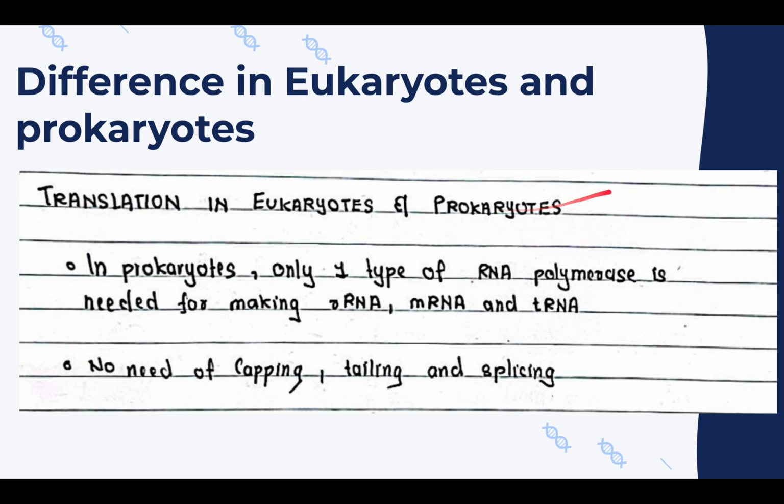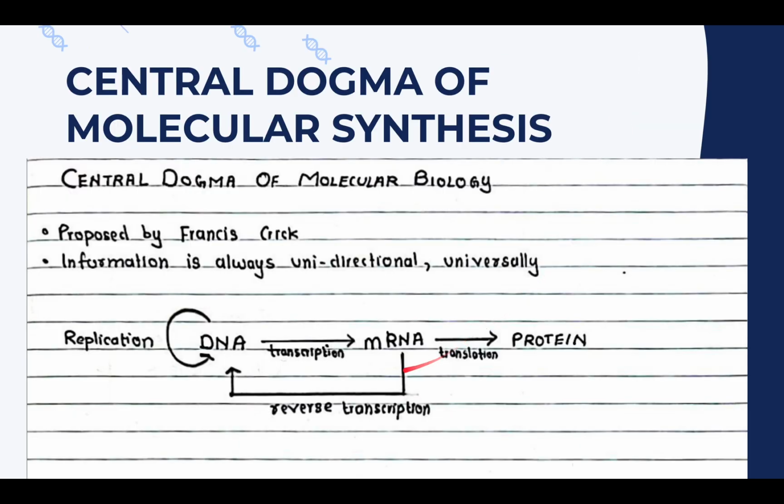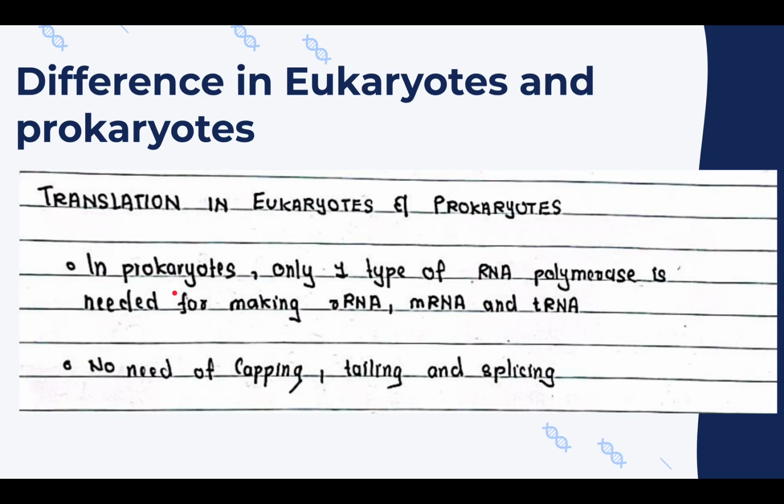RNA polymerase, if you do not know, is basically the enzyme which catalyzes the process of transcription. Transcription, as we discussed earlier, is the process of making RNA from DNA, right? So prokaryotes have only one RNA polymerase which does that process, and that RNA polymerase is capable of forming all three: rRNA, mRNA, and tRNA. All three are made by one RNA polymerase, which is pretty cool.